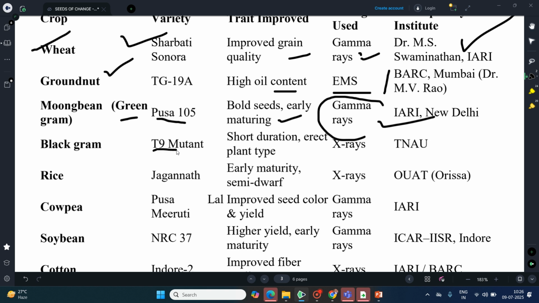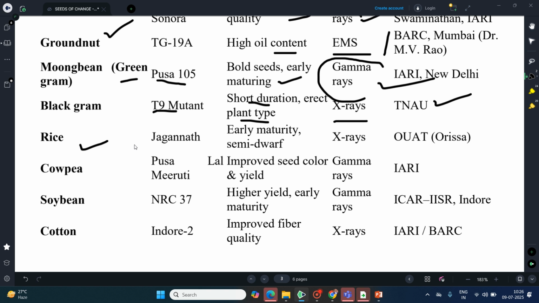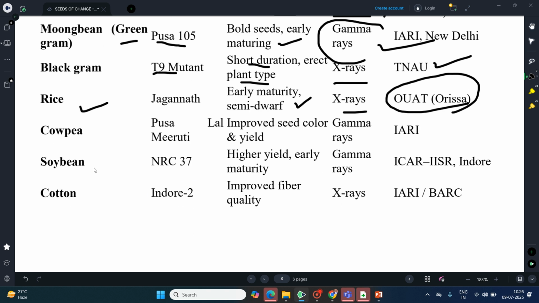Black gram T9 mutant, short duration, erect plant type, developed using X-rays by Tamil Nadu Agriculture University. Rice Jagannath, early maturity and semi-dwarf variety to prevent lodging, developed by X-rays and released by Orissa Agriculture University. Cowpea Pusa Lal Meruti, improved seed color and yield by gamma rays at IARI.